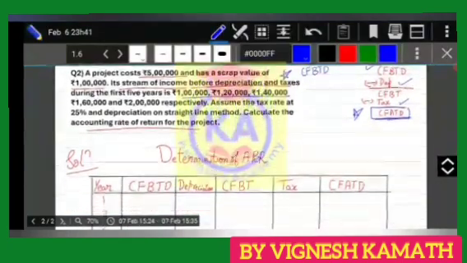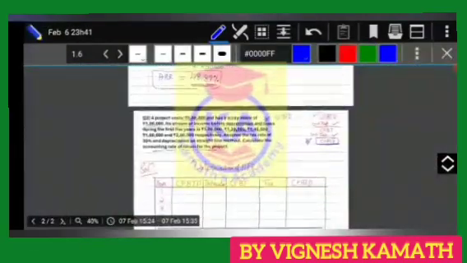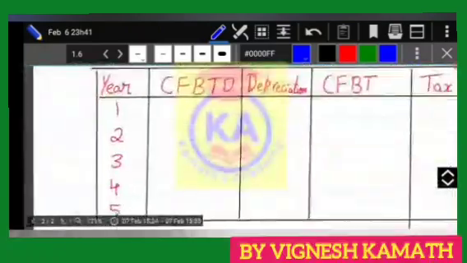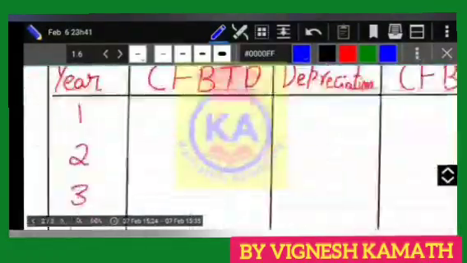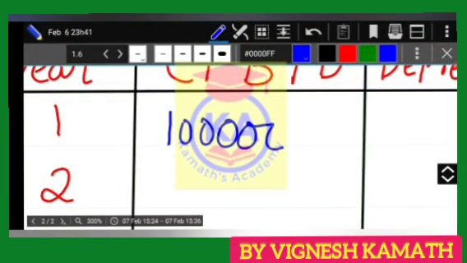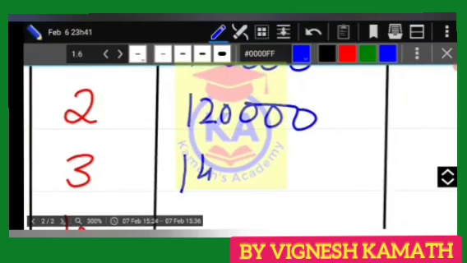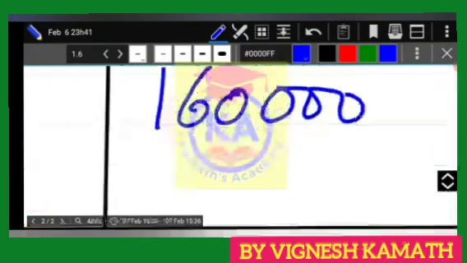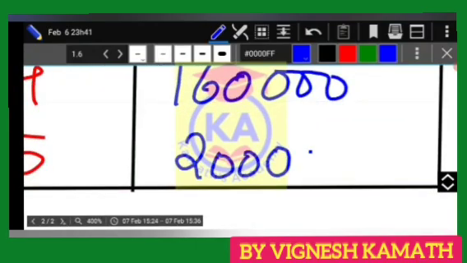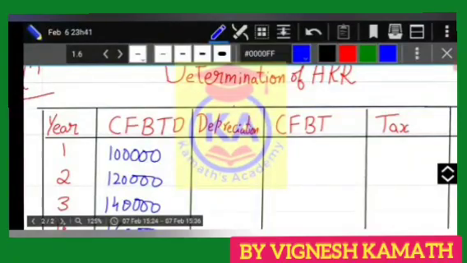We'll start with the computation. First you have to draw a table. Put years 1, 2, 3, 4, 5. Then given is CFBTD, right? So put a column CFBTD and write the values. The values given are 1 lakh, 1,20,000, 1,40,000, 1,60,000 and 2 lakhs. So this was about CFBTD. Now depreciation we have to deduct.